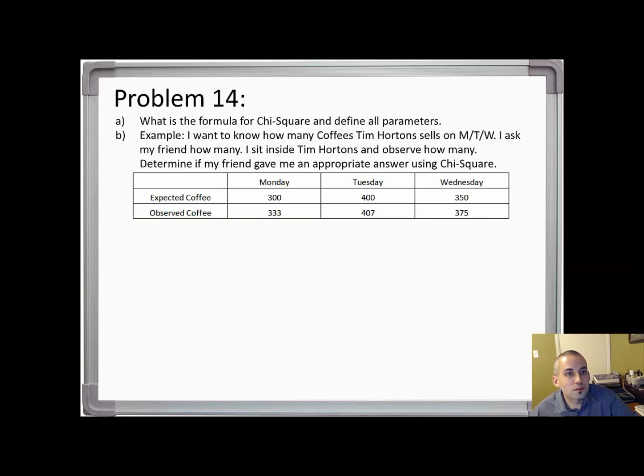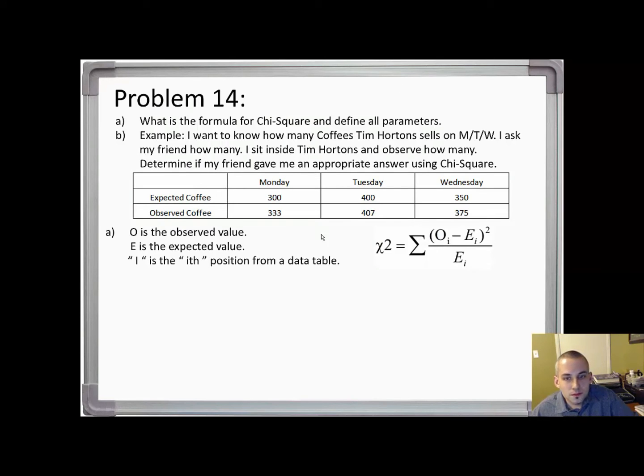So problem 14. What's the formula for chi-square and define all parameters? Chi-square is equal to the sum of the observed value minus the expected value, squared, divided by the expected value. And this is the sum of, so you're going to add them all up. i designates the position in the data table. So let's run through an example.